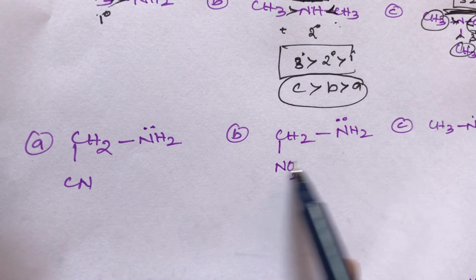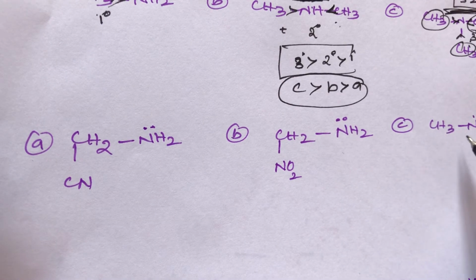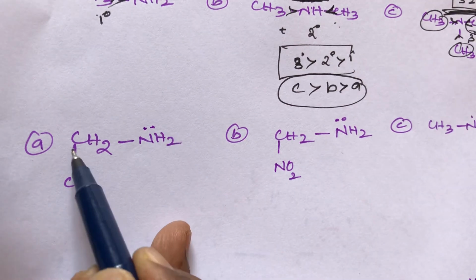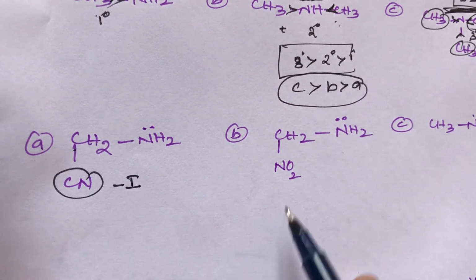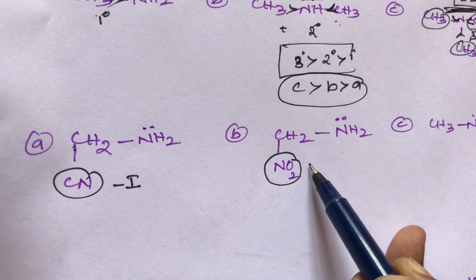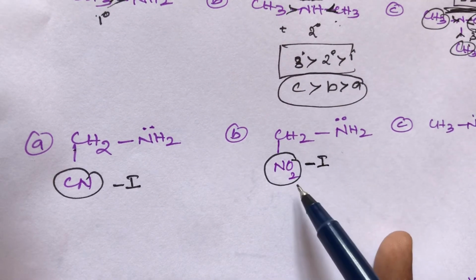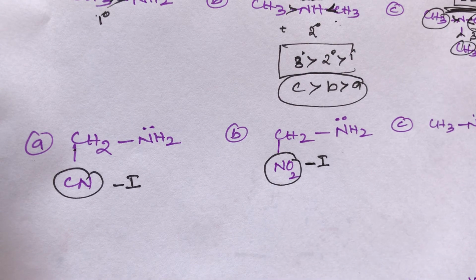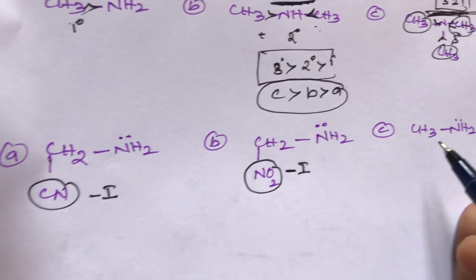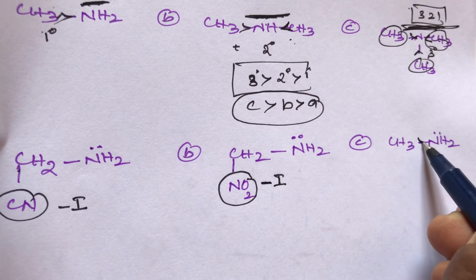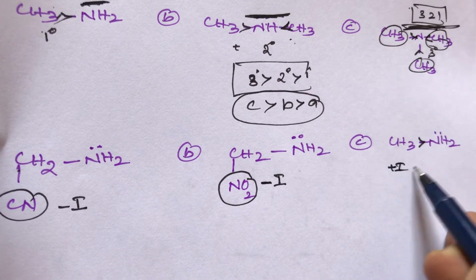These are all primary amines. This NH2 group is there, CH2, and CN is there. The CN belongs to the minus I group, and in the next compound the CH2 group has an NO2 group, which is also a minus I group. NO2, the nitro group, also belongs to minus I group. And beside this NH2, a CH3 group is there. What is the role of the CH3 group? The CH3 group belongs to plus I group, an electron releasing group.